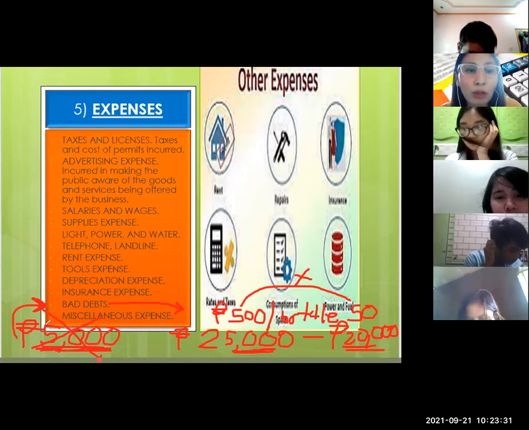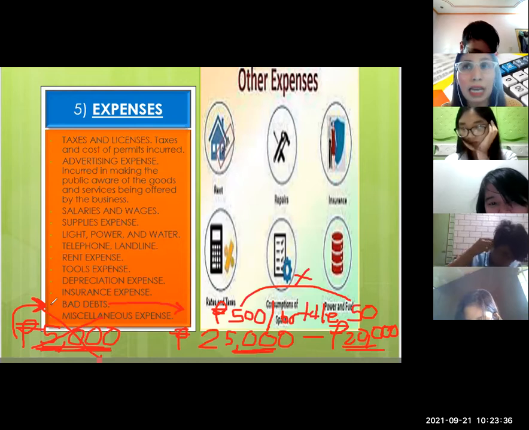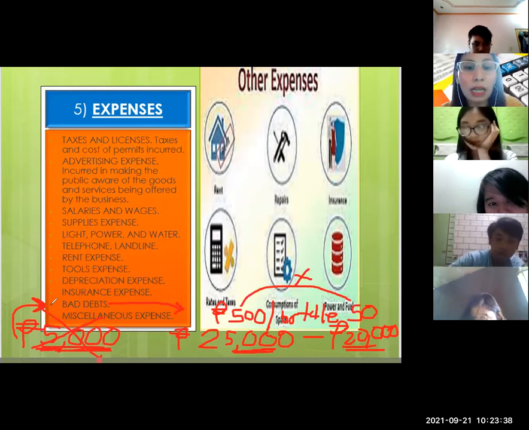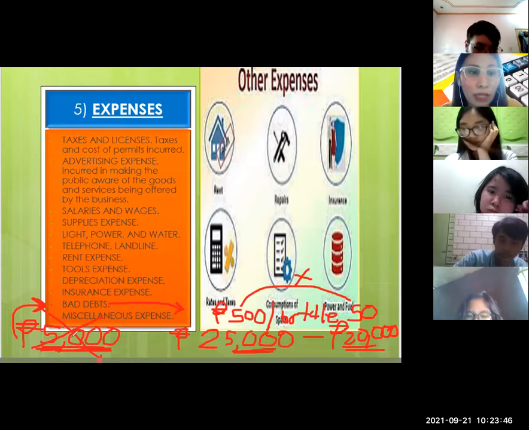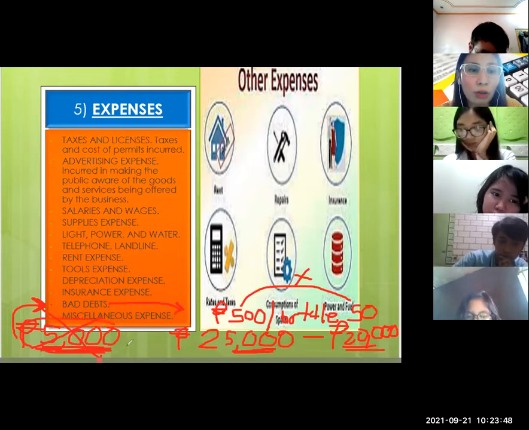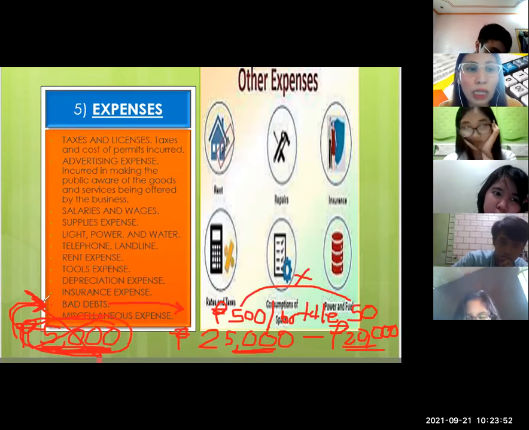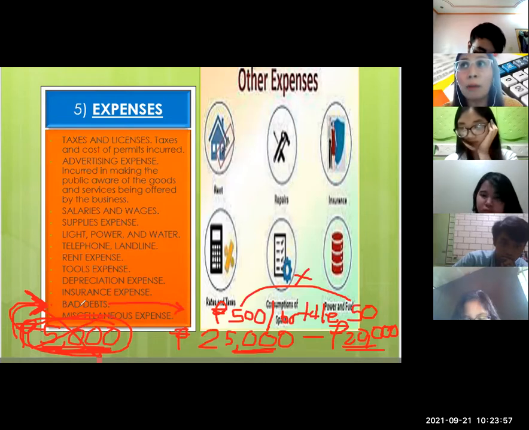Ayan. I-re-record ko na to 5,000 pesos as bad debts. Kasi hindi ko na matatanggap siya. Dineclare na ng customer or ng client na hindi niya na kaya bayaran yung 5,000 pesos. Ayan. So, itong 5,000 pesos na to, ang tawag na dito, bad debts. Utang na siya na hindi na mababayaran. Okay? Katulad ng mga sa bangko, ganyan.